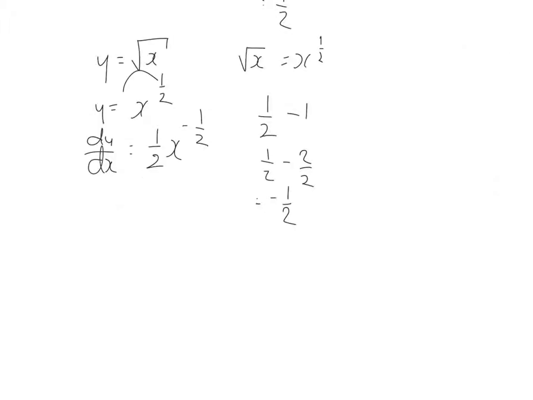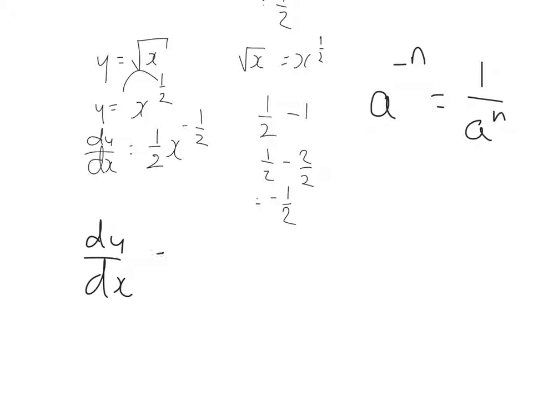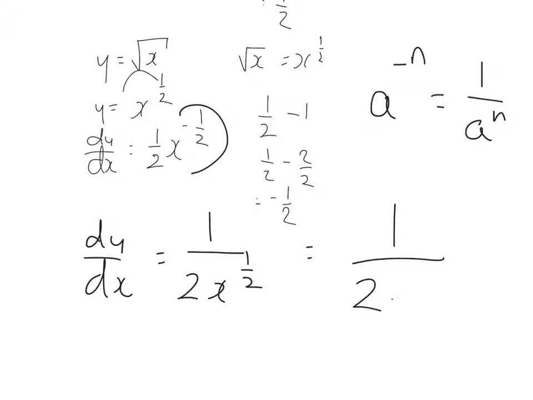Now I can start to practice reintroducing the square root sign and tidying up negative powers. So I'm going to use another rule of indices, which is the reciprocal rule. a to the minus n is equal to 1 over a to the n. So that means that dy by dx can come back down and be written as 1 over 2x to the 1 half. I can then reintroduce the root sign, and that's 1 over 2 root x.